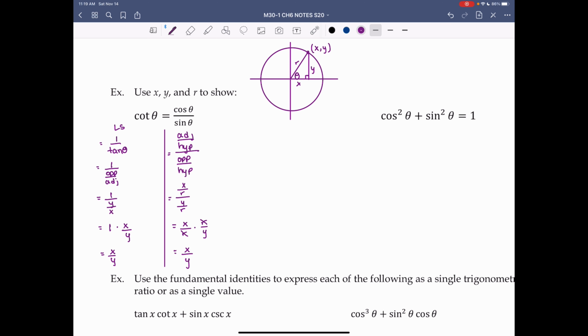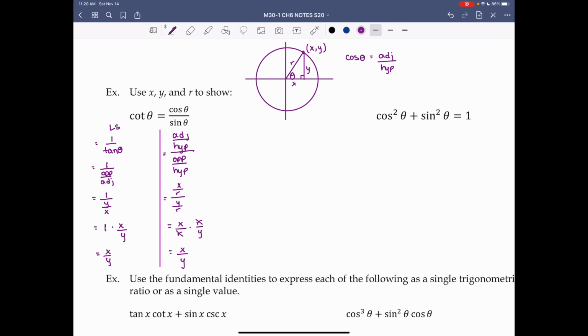Then we see that the left side equals the right side, so we used x, y, and r to show that cotan theta equals cos theta over sine theta. The next one, cos squared theta plus sine squared theta equals 1. Cos theta equals adjacent over hypotenuse, which from our circle equals x over r. If I solve for x in this case, we have cos theta equals x over r. I want to solve for x, so I would multiply both sides by r.